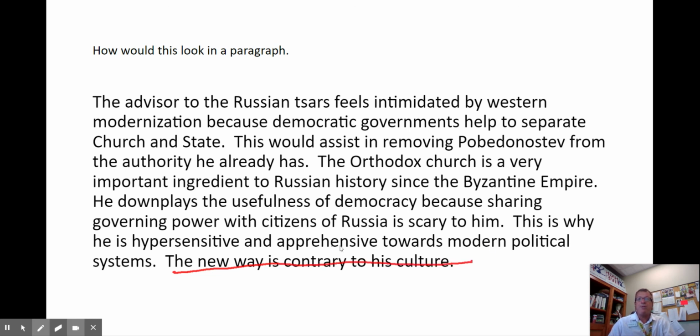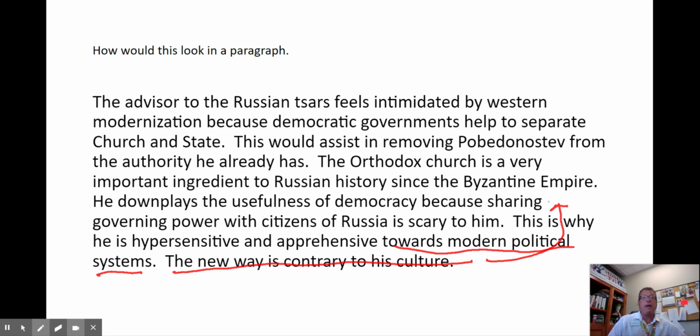This is why he is hypersensitive towards modern political systems. That's exactly what we're talking about, where he doesn't want to be modern. And it's for any one of the myriad of reasons I put up here, and you could just choose one of those and you'd get your point. But you can't just mention that the Orthodox Church is a very important ingredient to Russian history since the Byzantine Empire, and just walk away. If you just said that and walked away, you're not getting a point because you're not linking it back to the prompt.